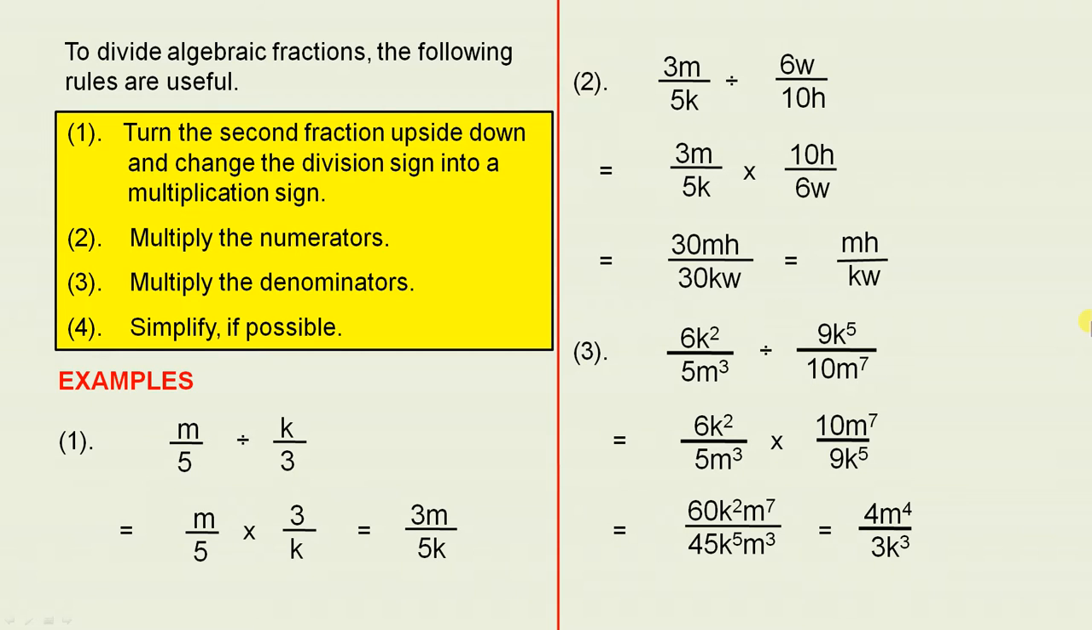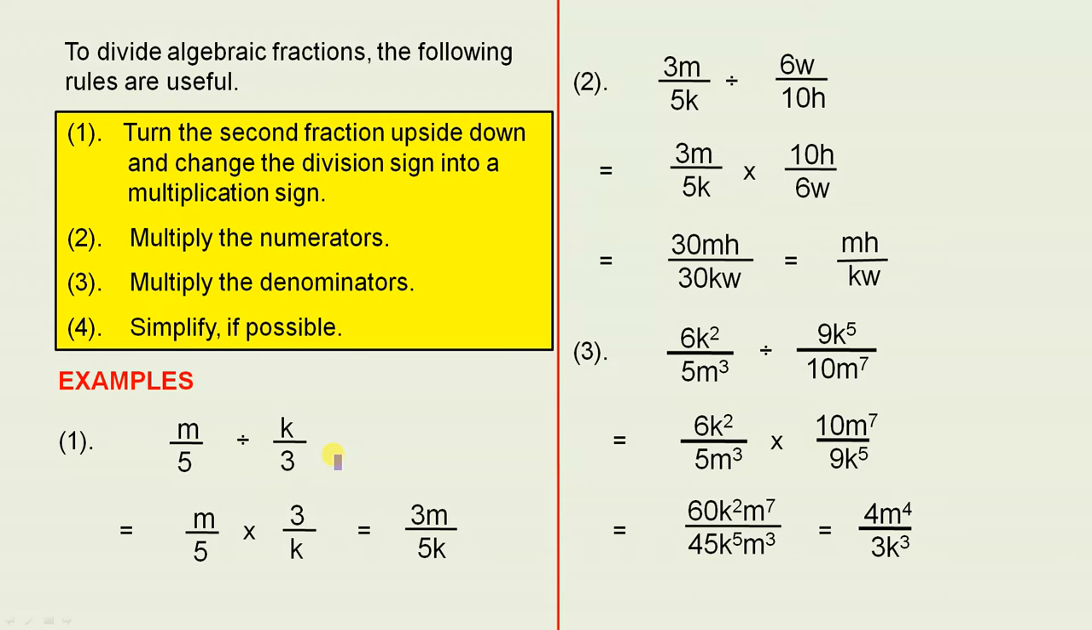To divide algebraic fractions, the following rules are useful. Number 1, turn the second fraction upside down and change the division sign into a multiplication sign. Number 2, multiply the numerators. Number 3, multiply the denominators. And number 4, simplify if possible. Let's have a look at some examples and see how this works.